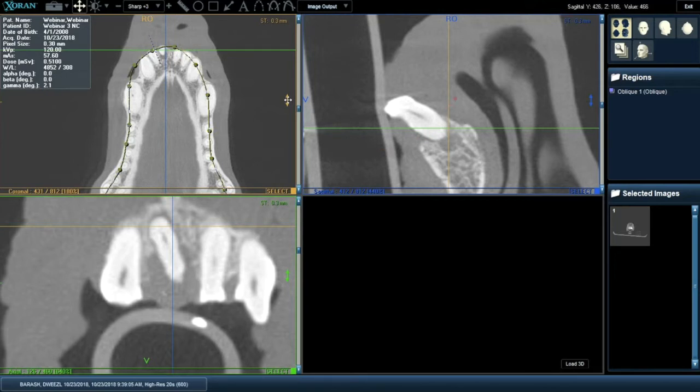And on the cross-section aspect here, from the buccal to the palatal, we see significant bone loss. This is the crest of bone. This is the palatal crest of bone. And of course, here we have a significant distance between the crest of bone and the cementoenamel junction.